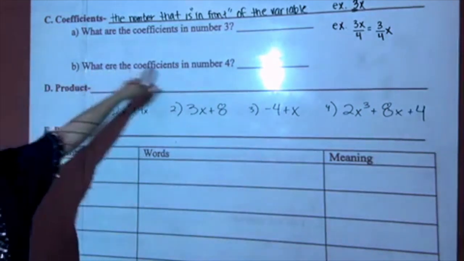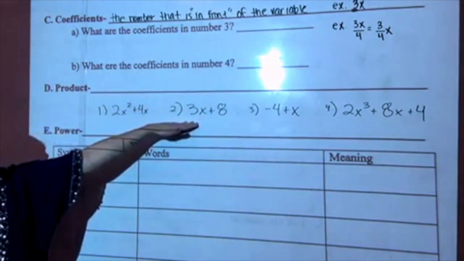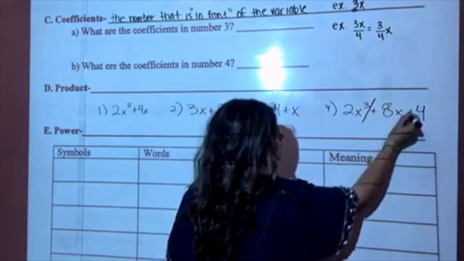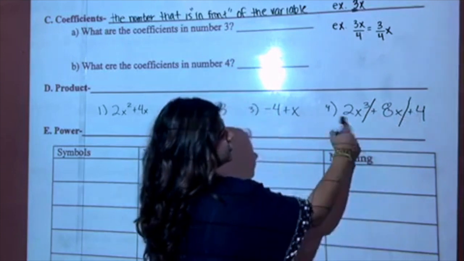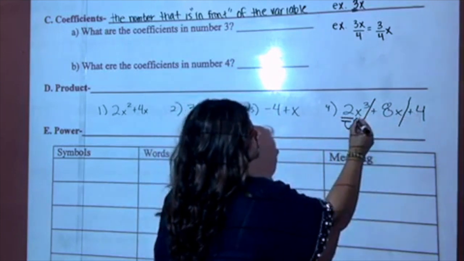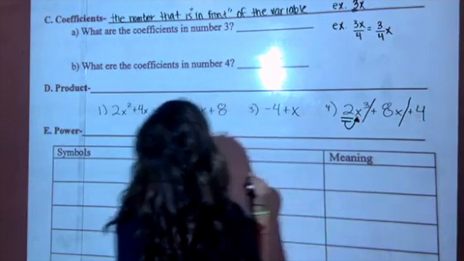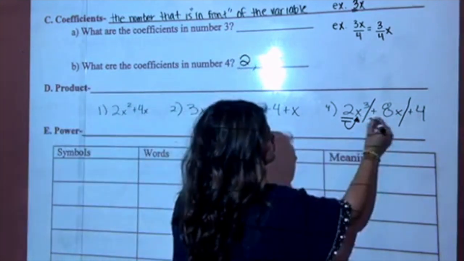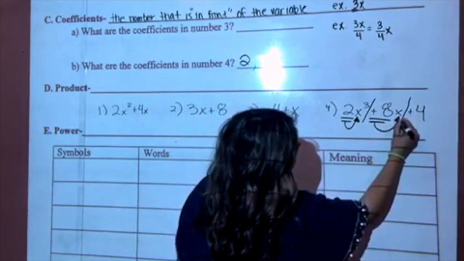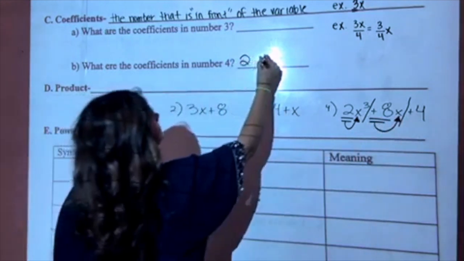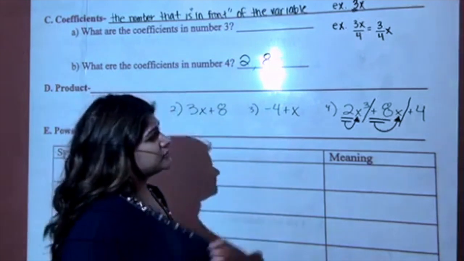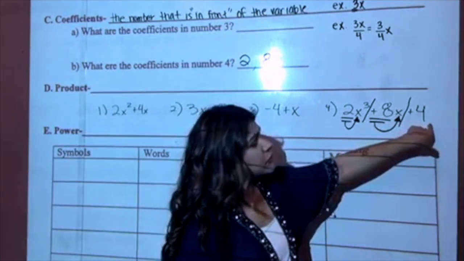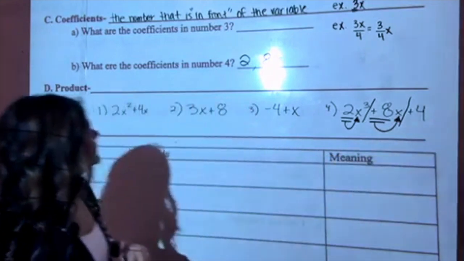All right, what are the coefficients in number 4? We've again rewritten them down here. Looking here, I'm going to separate each of my terms. The coefficient for the x cubed term is 2. The coefficient for the x term is 8. And notice, 4 has no association with multiplication or division with a variable. Therefore, it is not a coefficient, but it is a constant.